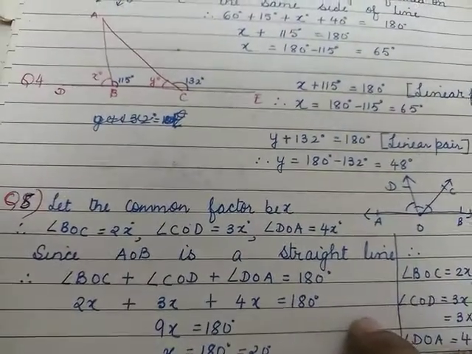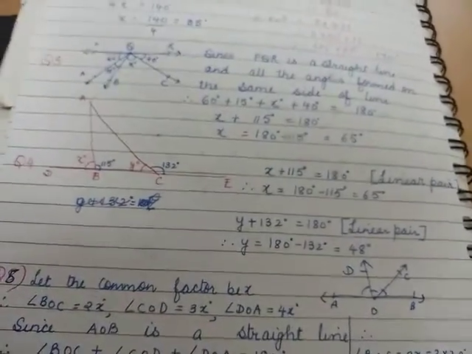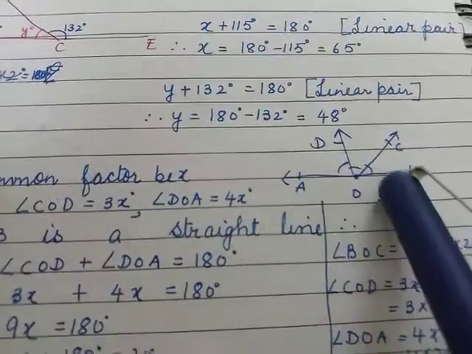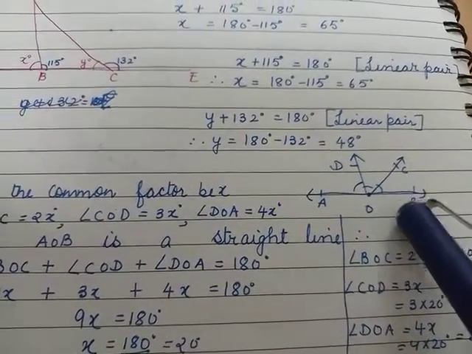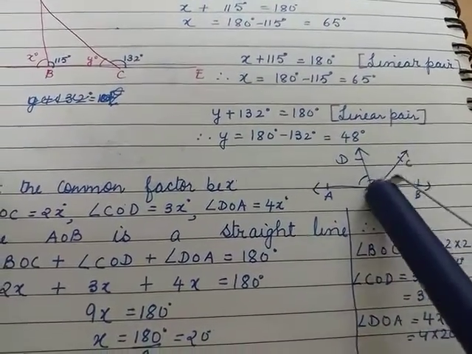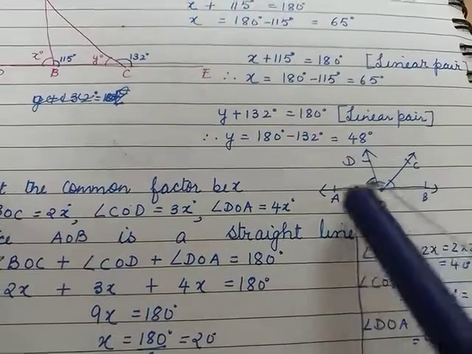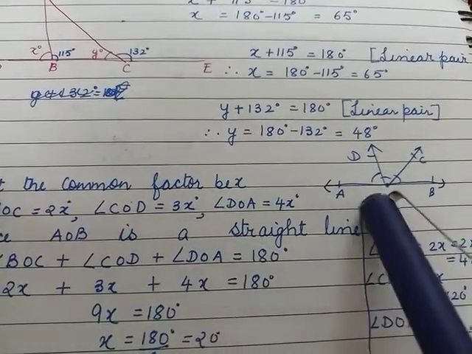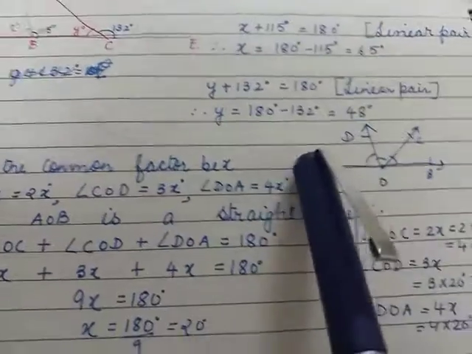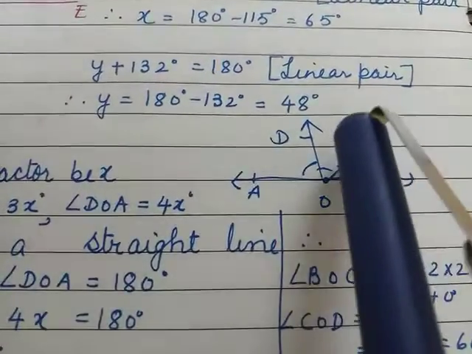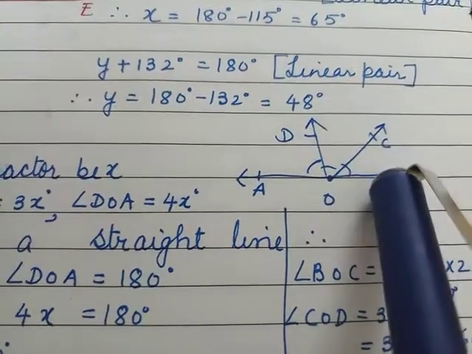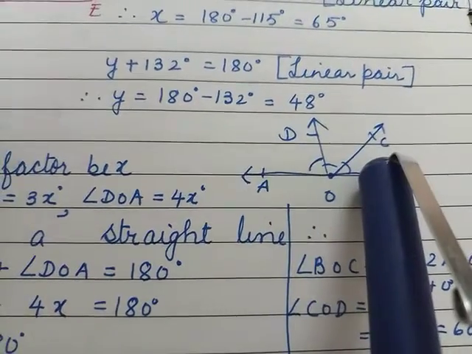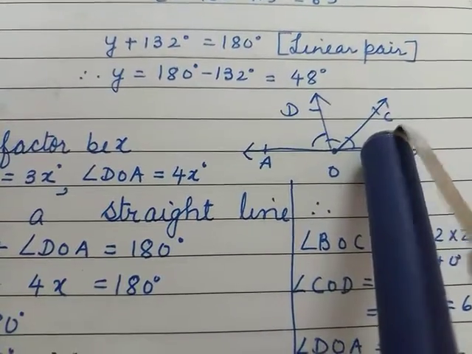Now I discuss question number 8 with you all. This is the figure given to us. They are saying the ratio of angles BOC, COD and DOA is 2:3:4. As all these angles are on one side of a line, it's very sure that the sum of all these three angles is going to be 180 degrees. Let's have a look at its solution.